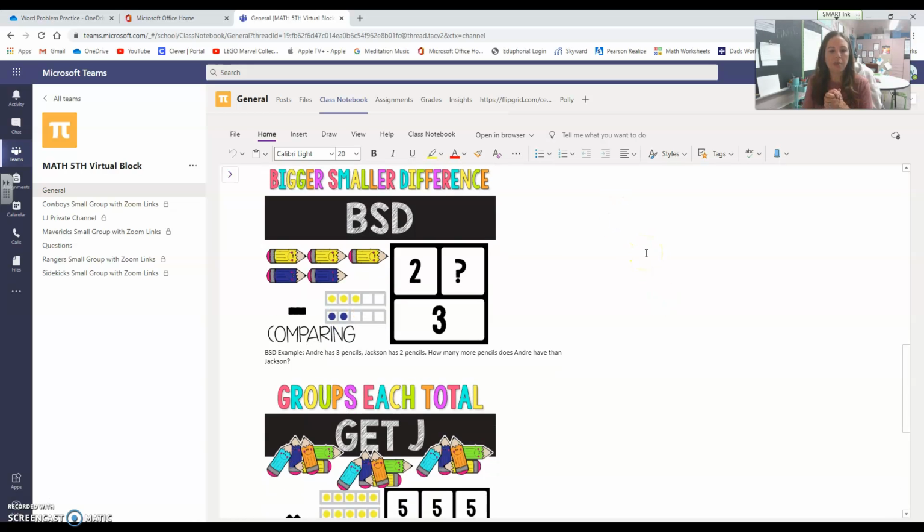Another subtraction thinking pattern is bigger, smaller, difference. So we have our big number and we have a small number, and we are comparing the 2. What's the difference between the 2? Remember, if there is the word difference, it must mean we are subtracting. Andre has 3 pencils. Jackson has 2 pencils. How many more pencils does Andre have than Jackson? We would subtract the 2 numbers to find the difference.